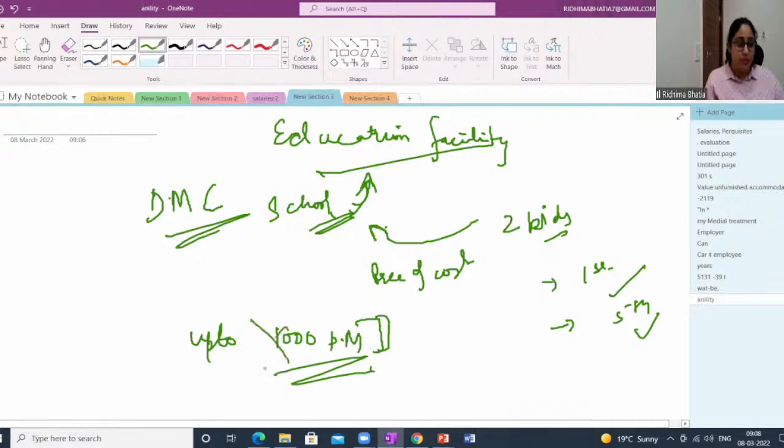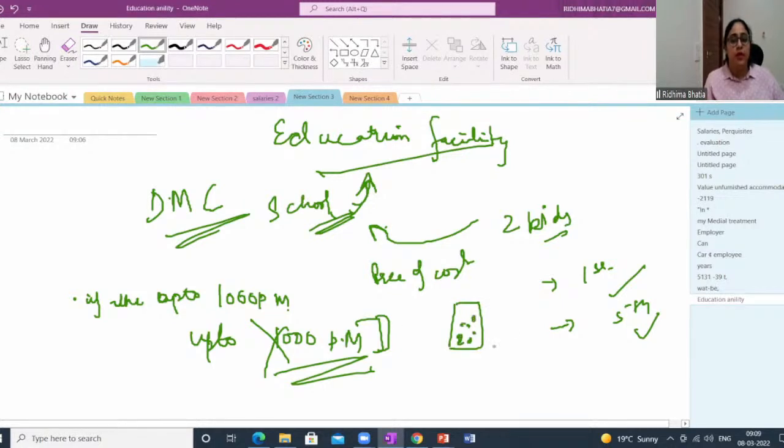Or I should say it more technically, the education facility would not be taxable if the cost of education is up to 1,000 per month. Ma'am, can you please explain? Yes. So if the fees which is recovered from other students who come to study in this school is, suppose, 800 per month from a 1st standard student, that means the cost of education facility is less than 1,000 per month. So no perquisite would be there for the student who is in the 1st standard.